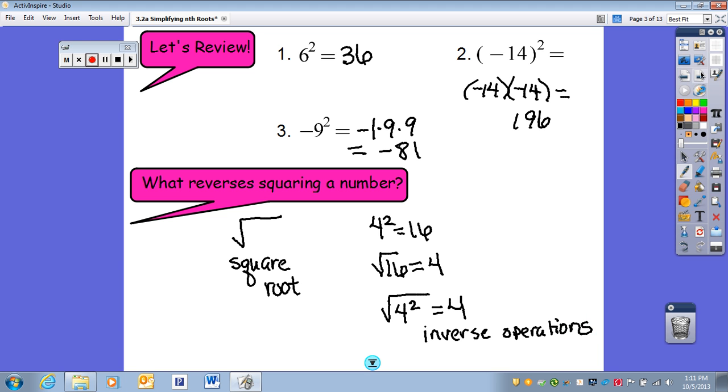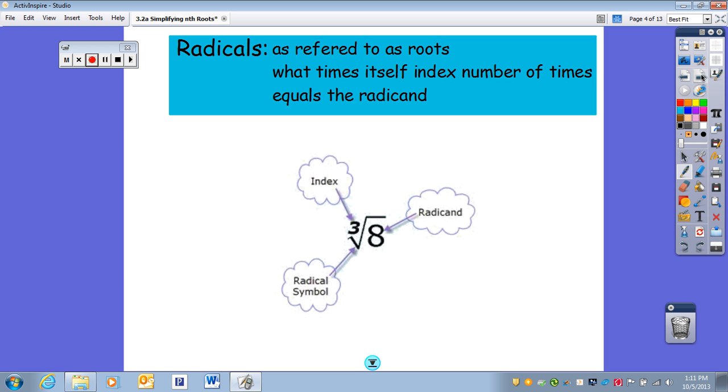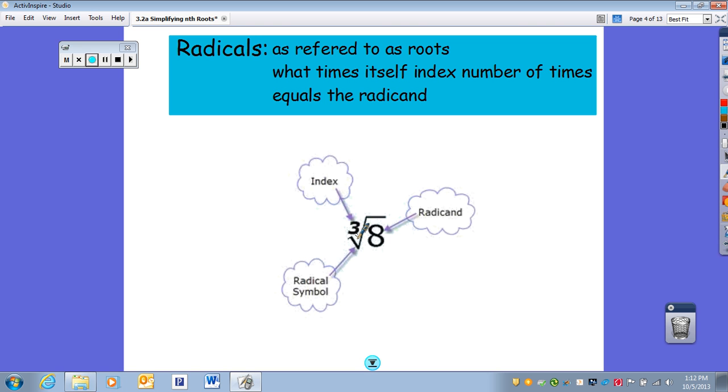Let's take a look at some common vocabulary with roots. Radicals, they are referred to as roots, and they tell us what times itself is the index number, and that equals the radicand. So the index is the number that's right here in the little crook of the root. If there isn't a number there, we remember that it's a square root. The number under the radical is called the radicand, and this is the radical symbol, which we often refer to as the root.